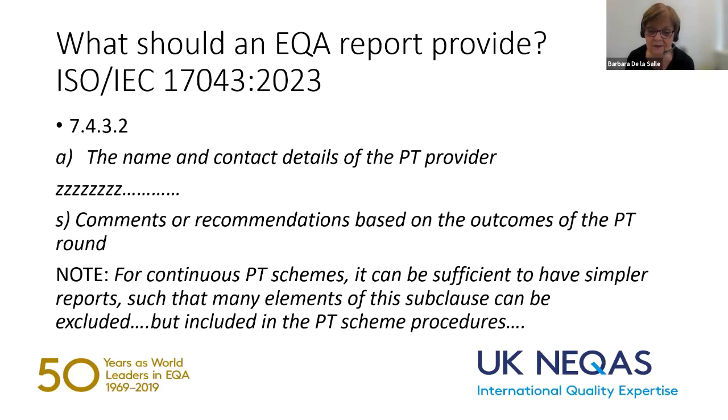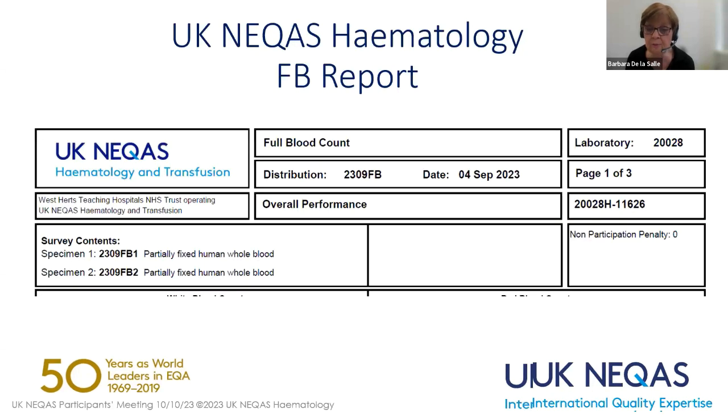It does say, however, that you may get this information from other publications provided by the proficiency testing provider. And in particular, for continuous PT schemes, i.e. these are ones that are sent out regularly, it can be sufficient to have simpler reports such that many elements of this subclause can be excluded, but included in the PT scheme procedures. And for us, you will find those in the participants manual or in the instructions that we provide with the programs. So looking at a full blood count report, this is where you would find your information.